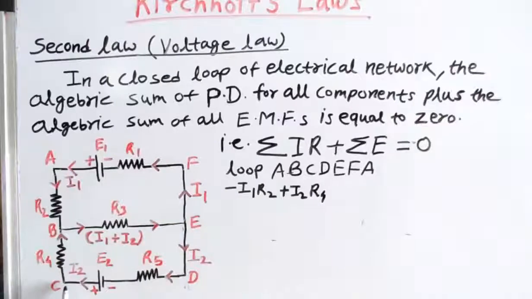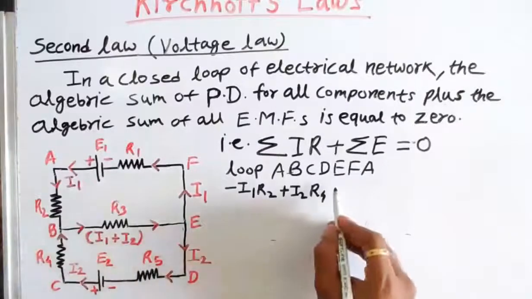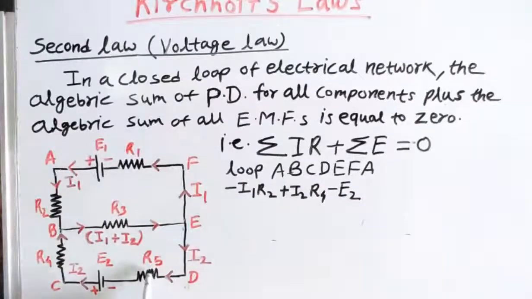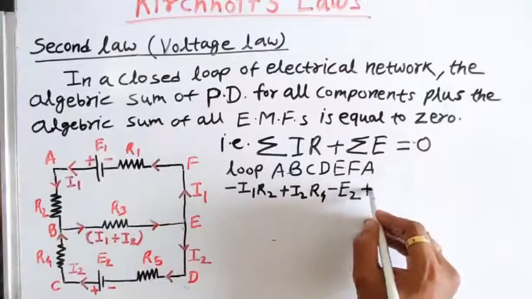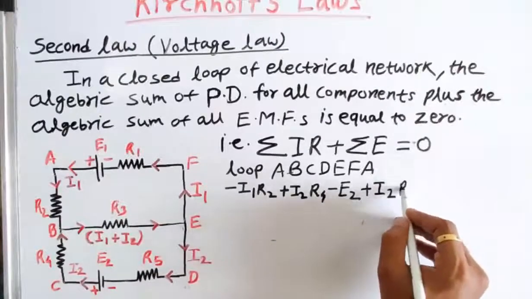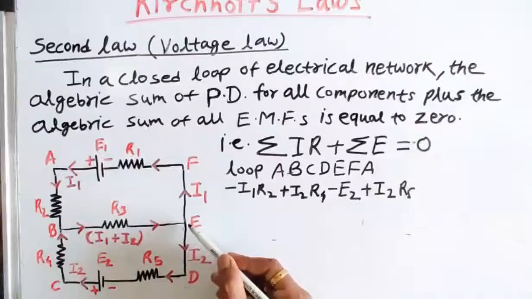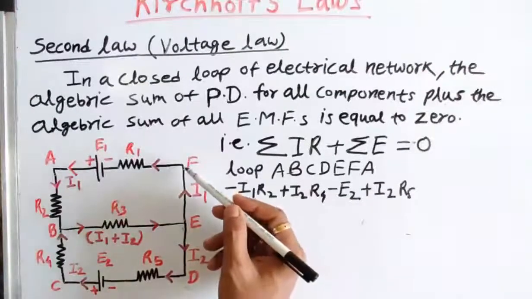Now when we are moving from C to D, it means we are moving from the positive terminal of the source of EMF to the negative terminal of the source of EMF E2. So we can write this as minus E2. Then in between we have the resistance R5 through which the current I2 is flowing, and we are moving from C to D, opposite to the direction of flow of current. So we can write it as plus I2 into R5. From D to E we do not have any component. From E to F again no component.